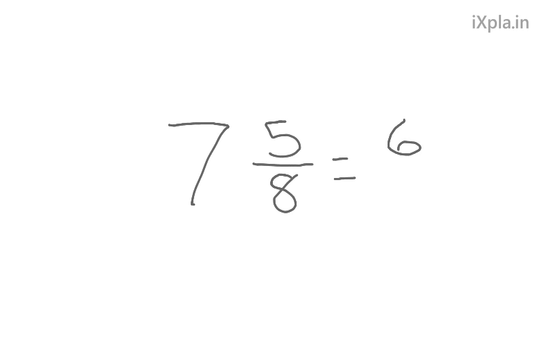D, 7 and 5 over 8. 7 times 8 is 56, plus 5 is 61. So 61 over, and you keep your denominator of 8.